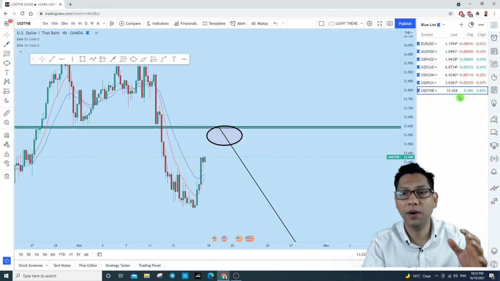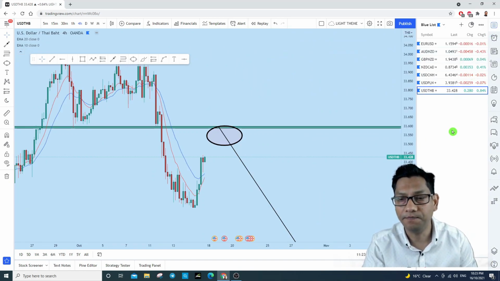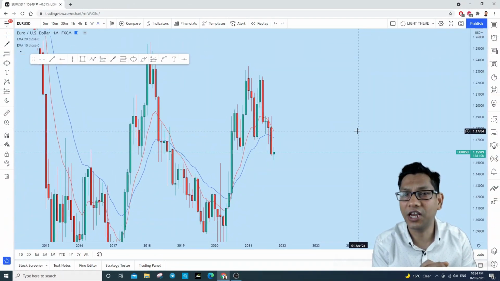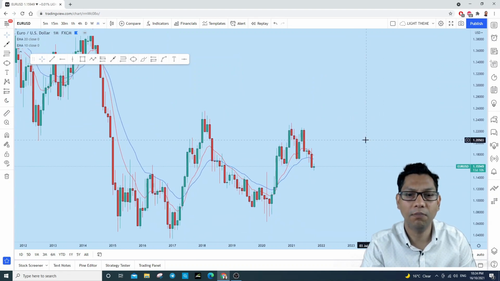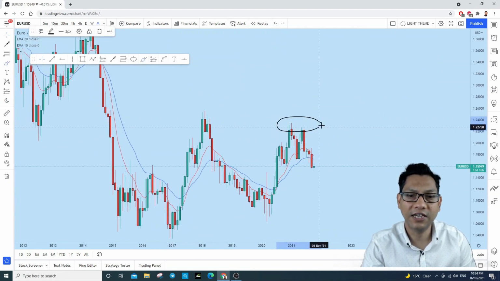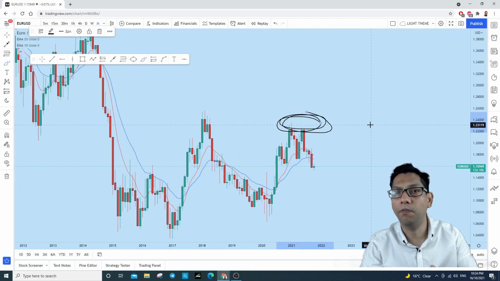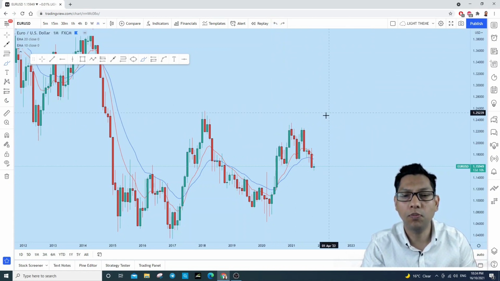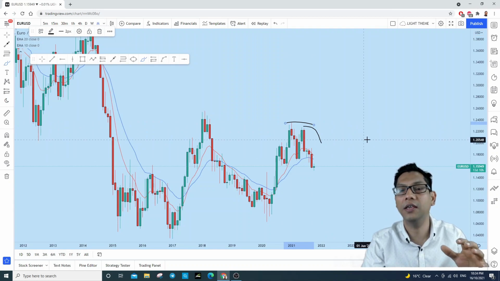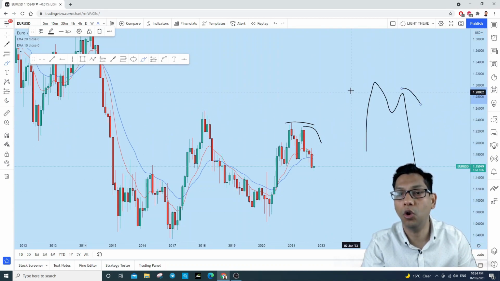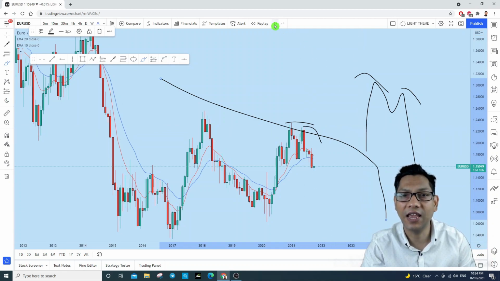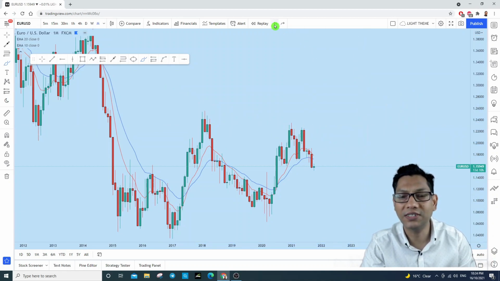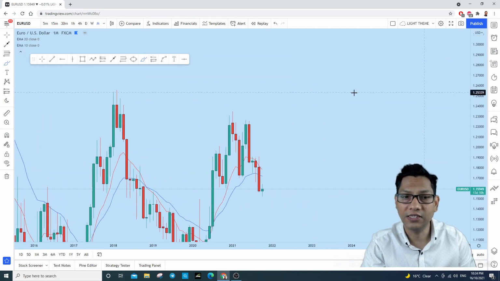Now let's jump on to another currency pair, euro dollar. Okay, so euro dollar, let's start with the monthly time frame. First of all, look at the bigger picture. What you see on the monthly is that euro dollar has created a double top, and in this double top we see a lower high. When you see a double top with a lower high in an overall downtrending market, it is a sign of a strong downtrend. So with that said, euro dollar is in a downtrend.